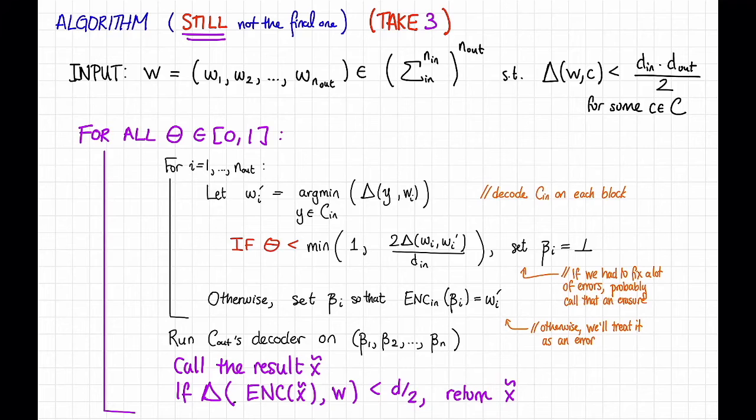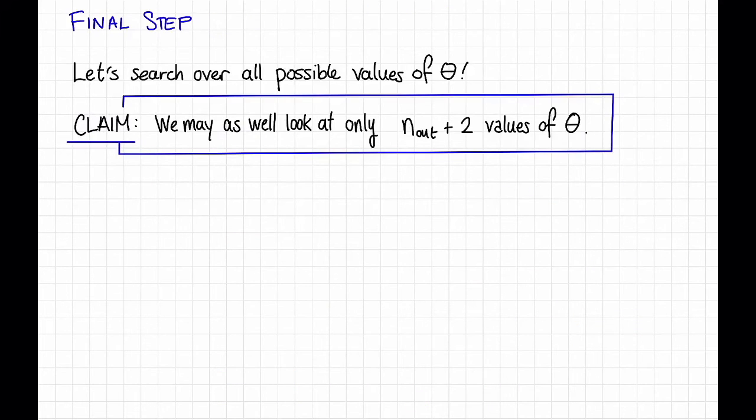So if it were possible to exhaust over this uncountable set, we'd be good. However, obviously that is not possible. We have to do something else instead. The thing we're going to do instead is to discretize the space of theta. In particular, I claim that in this algorithm, we actually may as well look at only n_out plus 2 values of theta.